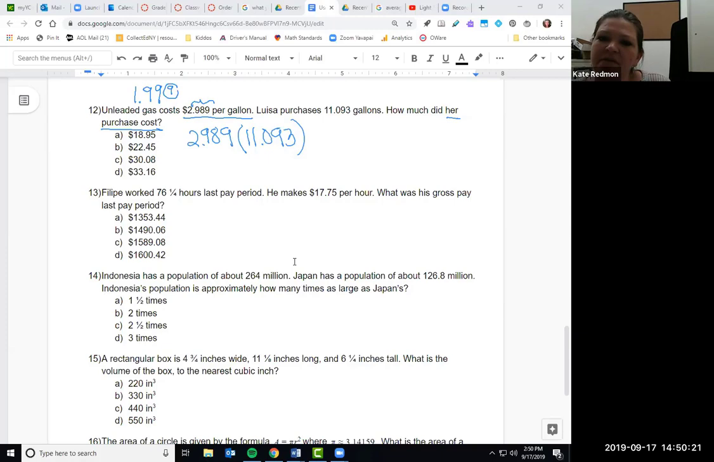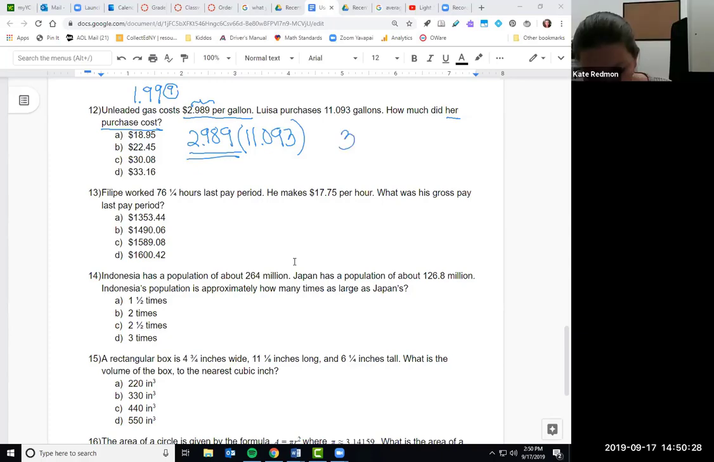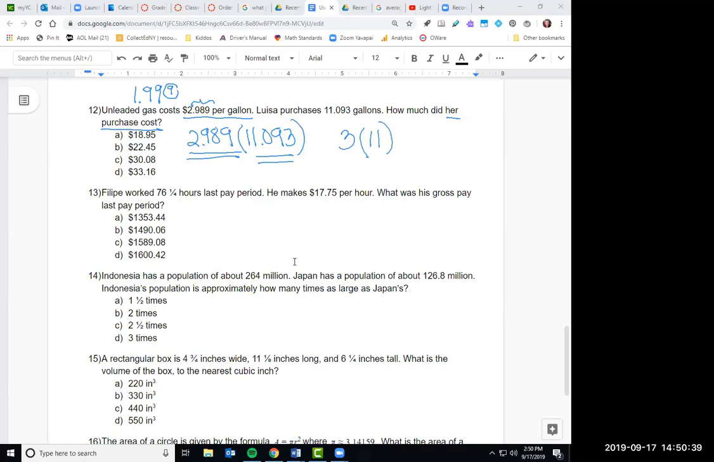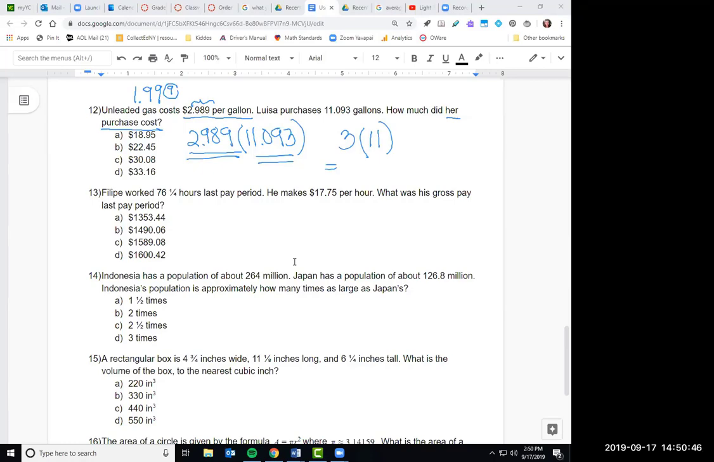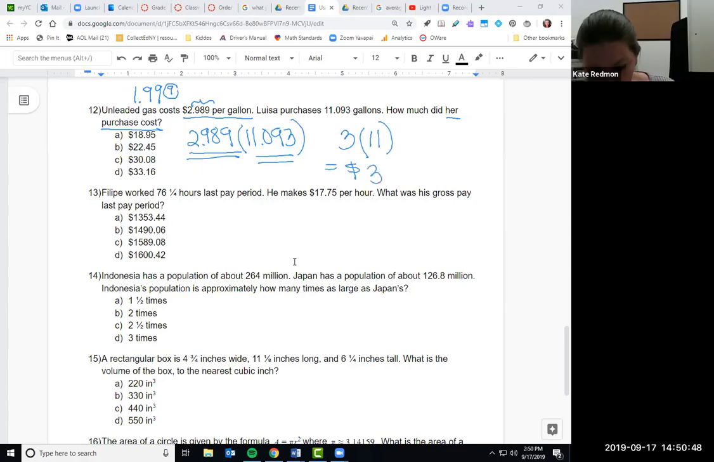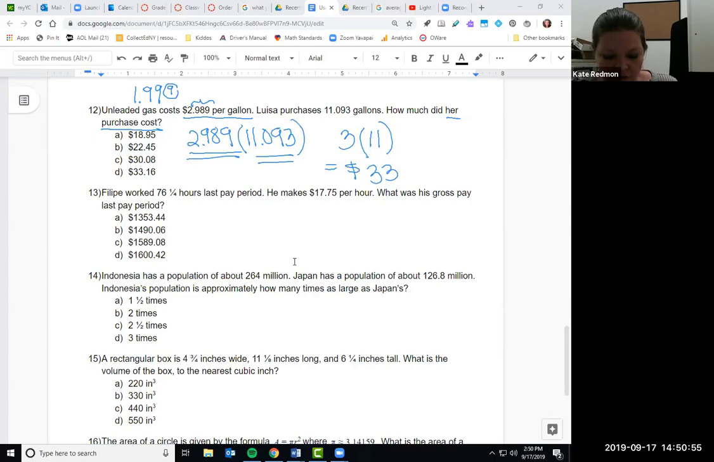But I want to estimate this. So help me estimate it, guys. 2.989, about how much am I paying for gas? About $3 a gallon. Yeah. And I've got 11.093 gallons, or 11 and 93 thousandths of a gallon. About how many gallons did I get, y'all? About 11. I love this. As soon as I put dollar signs next to it, everybody's used to estimating. They're like, yeah, I do this all day long. Okay, so 3 times 11 means I should pay about $33 for my tank of gas. So this is the only one that works.